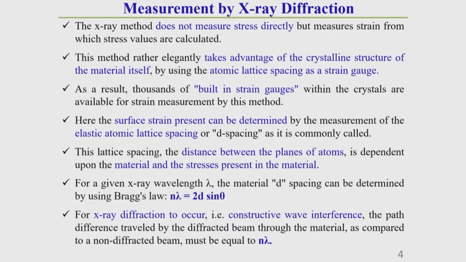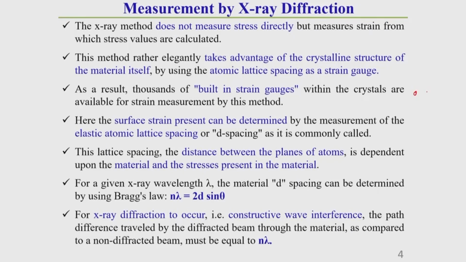Okay. So, this method elegantly takes advantage of the crystalline structure of the material itself. That means using the atomic lattice spacing as a strain gauge. What happens in this type of method is that an X-ray propagates through the lattice planes. Then, due to diffraction of that X-ray, we measure the lattice spacing distance, that means the layer to layer distance, or you can say the atomic layer spacing distance.